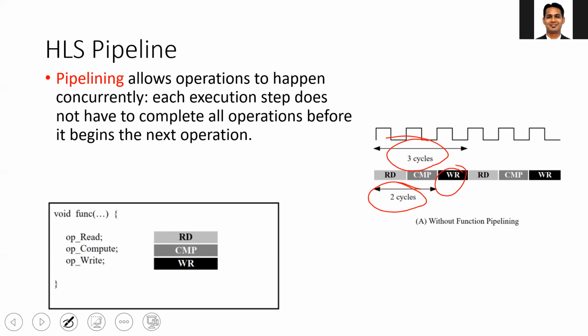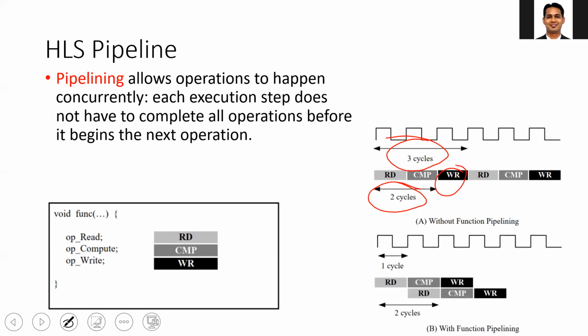Now, when we do the pipelining, what do we mean by pipelining? After I complete the first read operation, I immediately begin the read operation of the next function execution. That means at every clock cycle I am doing a new read operation. So the initiation interval is only 1 clock cycle. Is there any change in the latency? No, the output latency remains the same.